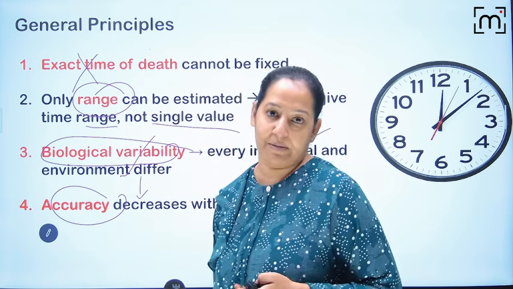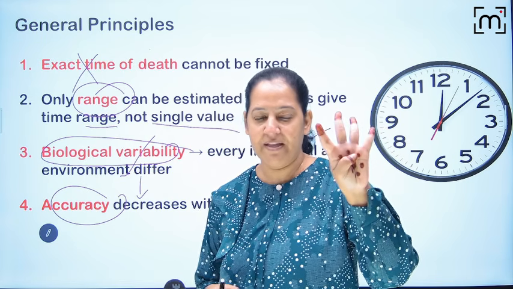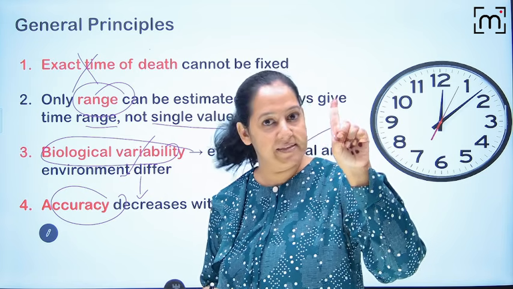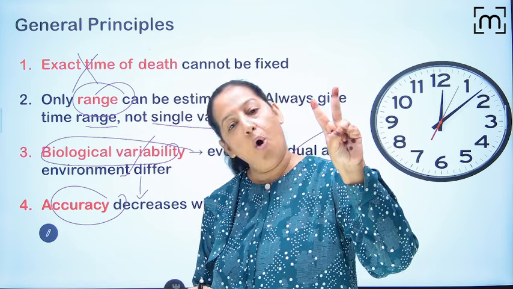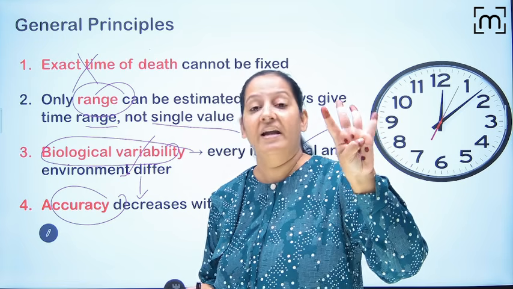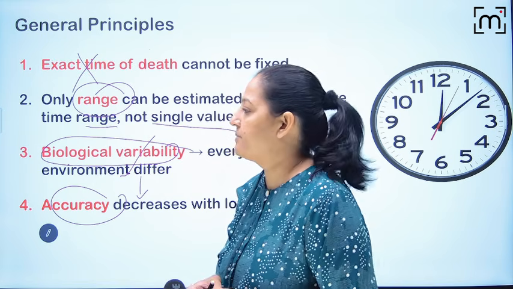So these 4 principles will be there. What are the 4 principles based on which the time since death, PMI, can be told? Number 1, exact time of death cannot be told. Always give a range of PMI. Biological variability is always there, and accuracy decreases with the length of time. Learn these 4 principles. Give me a thumbs up, people.